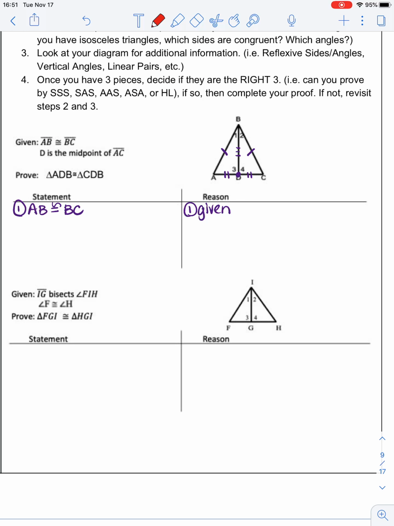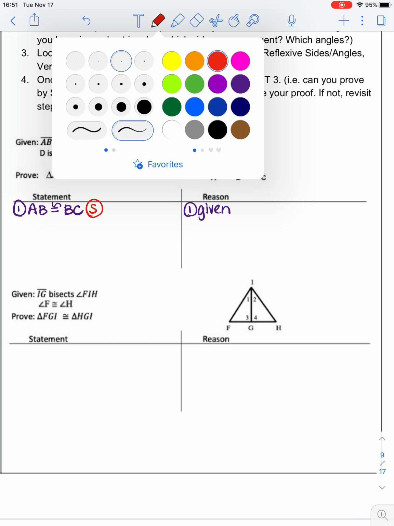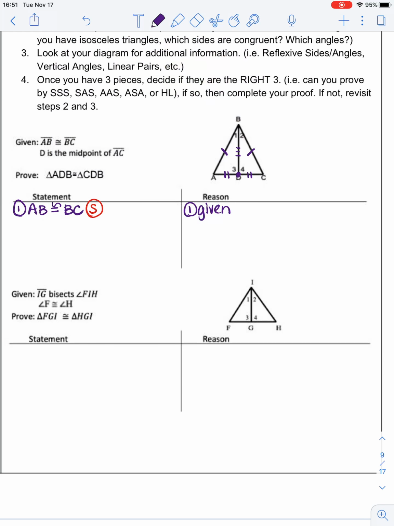Now, I like to write my givens in separate statements instead of writing them all in one thing. I just wrote a pair of sides are congruent. And so since I have a pair of sides congruent there, I'm done with that statement. And so now I'm going to go on to my next piece. Okay, so the next piece, I've used this given. Now I want to use this one.